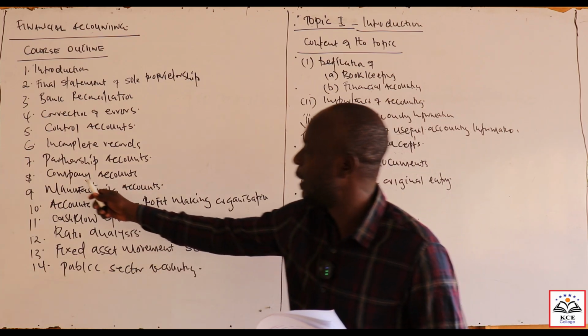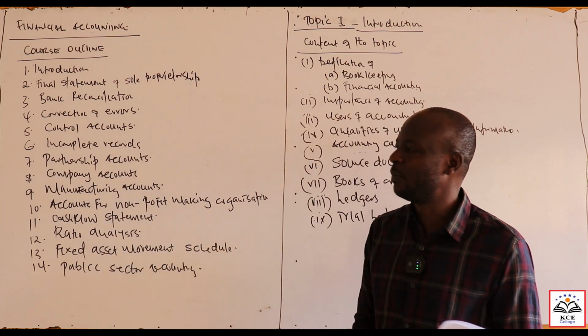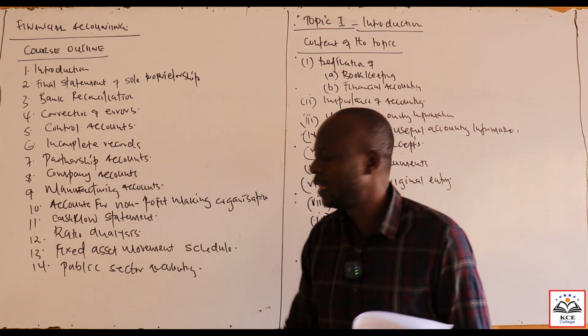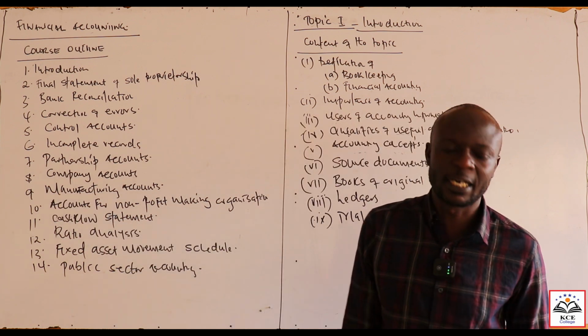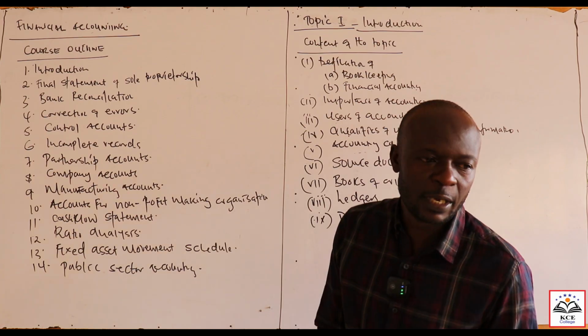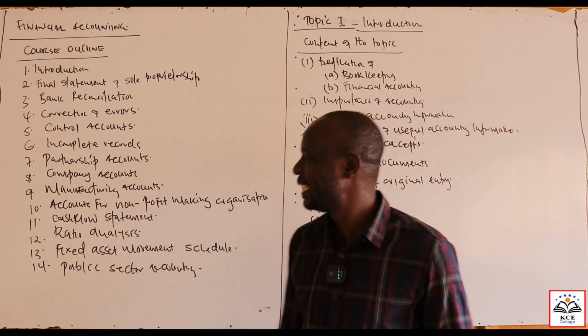Then we have number 8, company accounts, preparation of final statement of a company. If you're running a business as a company, how to prepare its final statements. Then number 9 is manufacturing accounts. This entails the preparation of financial statements for a business that is being run as a manufacturing entity.